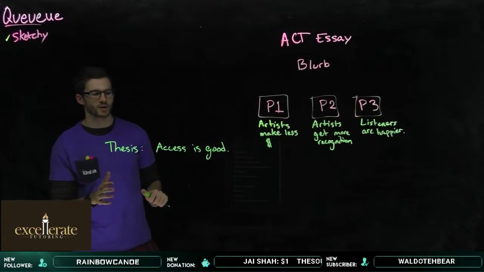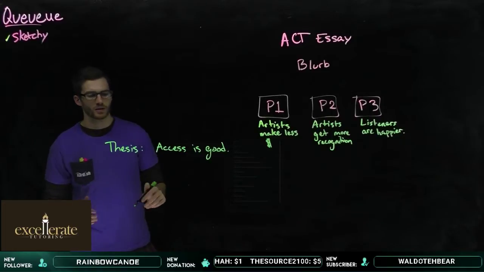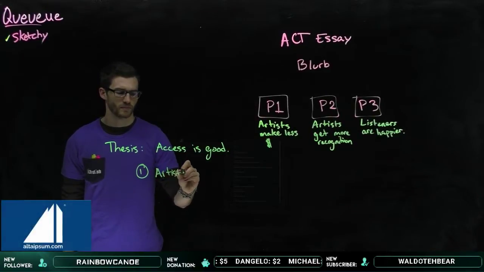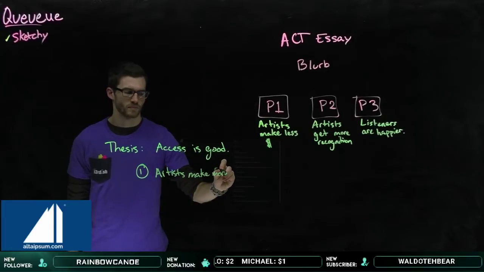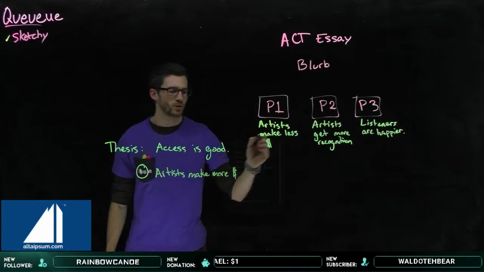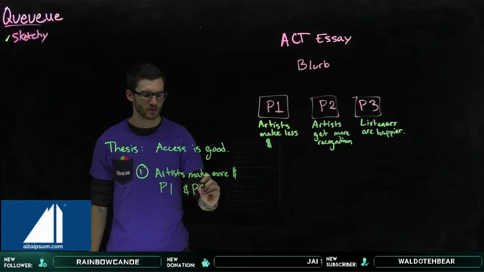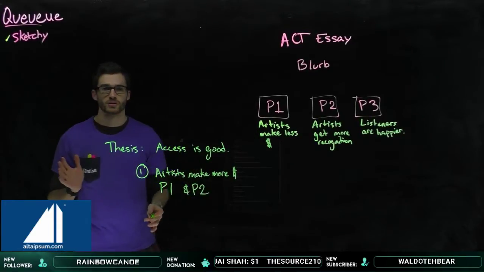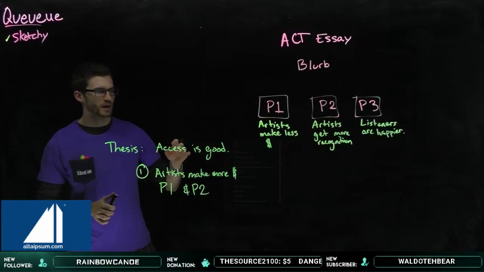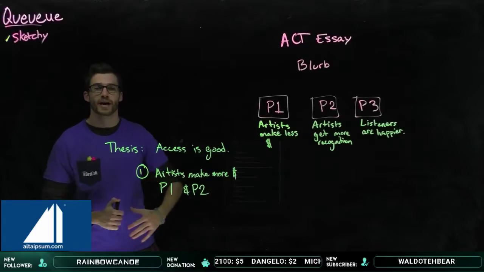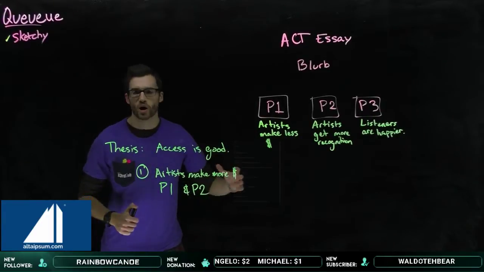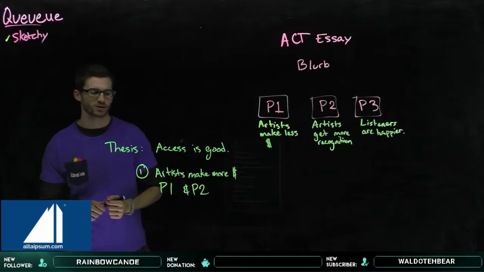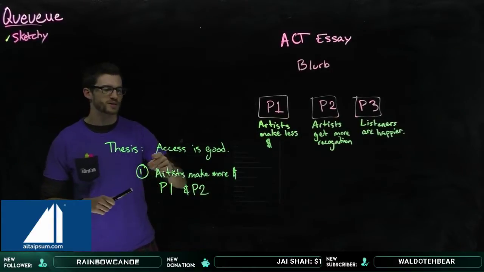What I like to do is I like to say, okay, so access is good. Why is access good? Well, my first piece of support is artists make more money. And I'm actually going to incorporate P1 and P2 here. I'm going to say, people say that artists don't make a lot of money because when people listen, they don't pay the artists. Well, that's true to an extent. But at the same time, artists are recognized more because nobody has to pay for their music. So the artists can get more and more famous and then go on tour and make money. So artists actually make more money by having free access to their music. So that's what I'm arguing in paragraph 1. So it helps the artists because access is good.